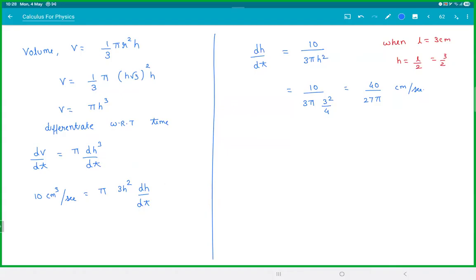Anyone else got the same? Please check the calculations, unless I goofed up. I don't know. People got 40 by 9, 20 by 9. No one got 27 though in the denominator. Okay, Ahana says mine is right. All clear with this? Yeah, you did not square.